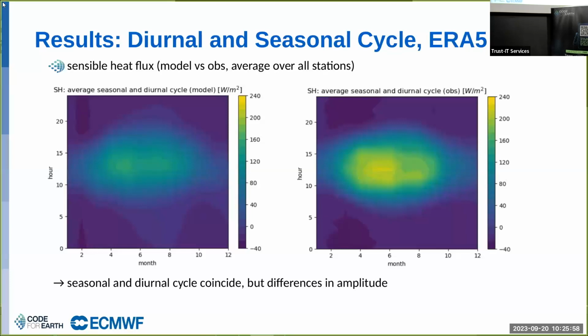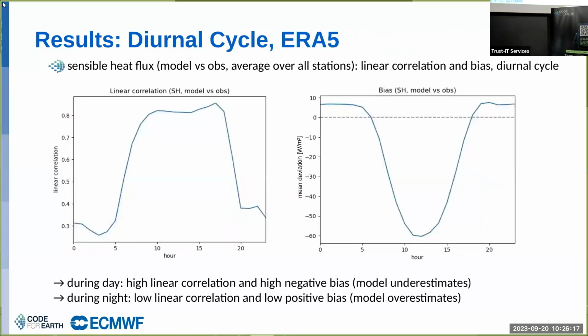And we see that the diurnal and seasonal cycle coincide very well. We see these high values during summer and day, and the negative values during nighttime and winter. But we also see that there's a quite big difference in the amplitude. And to investigate this a bit more, we can look at just the diurnal cycle. Here again for the sensible heat flux.